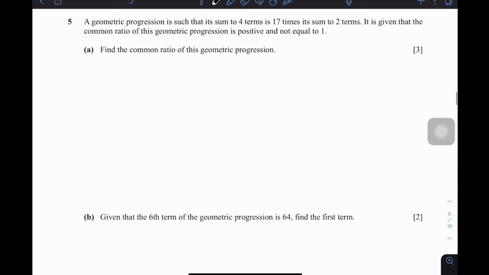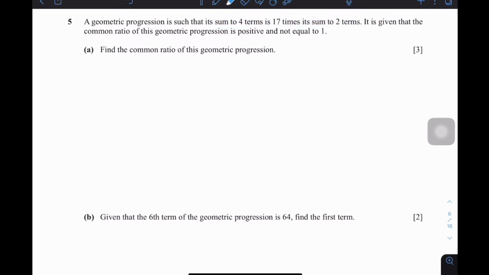Question number 5. A geometric progression is such that sum of 4 terms is 17 times the sum to 2 terms. It is given that the common ratio of geometric progression is positive and not equals to 1. Find out the common ratio.